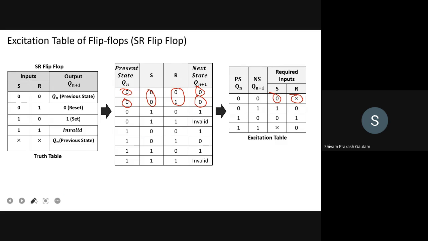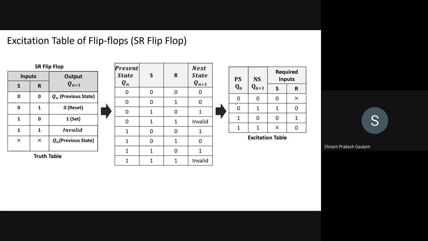Next is 0, 1. Just check on the truth table where is 0, 1. So this is 0, and this is 1. Anywhere else? No, 0, 1 case. Okay, no. I have made some mistake. Sir, R is not 1. Oh, wait, sir, I have made a mistake. Okay. Just wait.